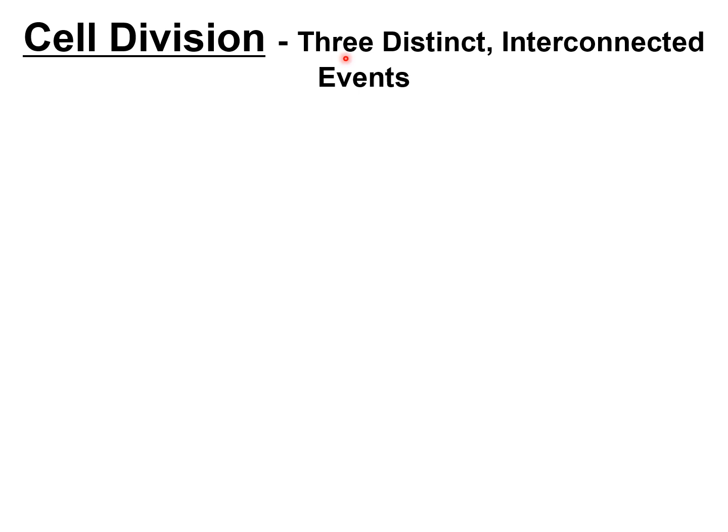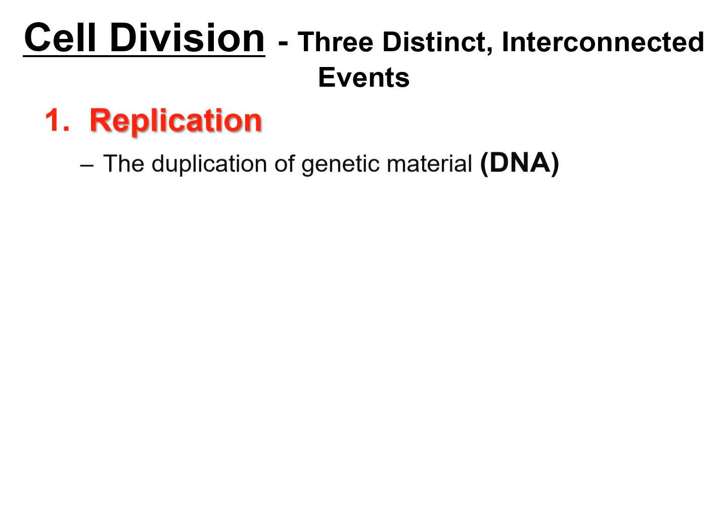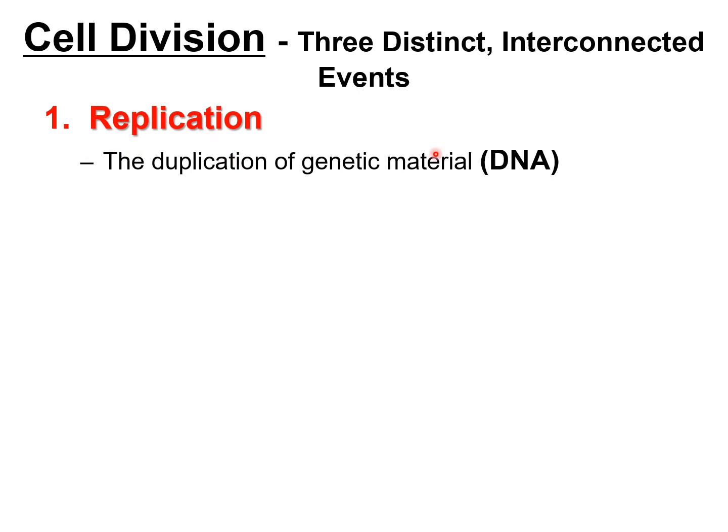So cell division is 3 events, and we're going to start with the DNA synthesis. That's the S phase of the cell cycle. This is where you are copying the DNA. This is called replication, where you have special enzymes that get made during G0, G1 that then get turned on during the replication phase, and you're duplicating the DNA.